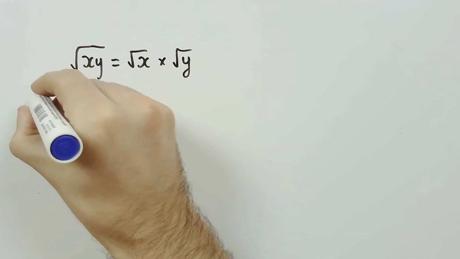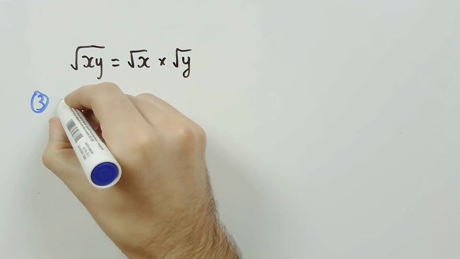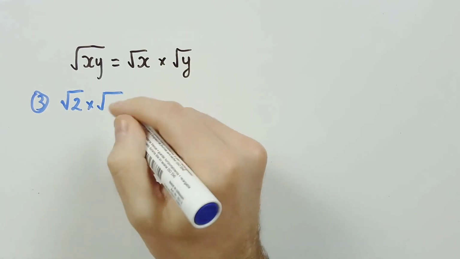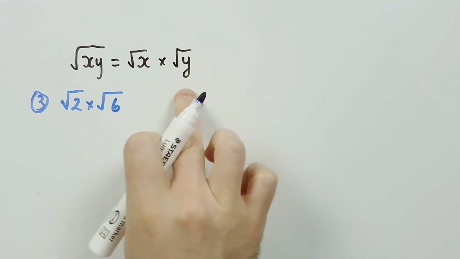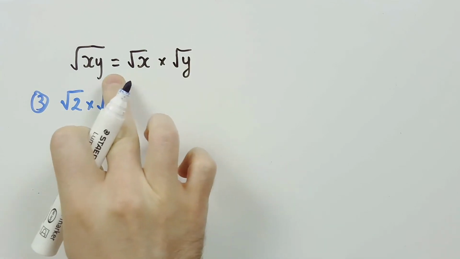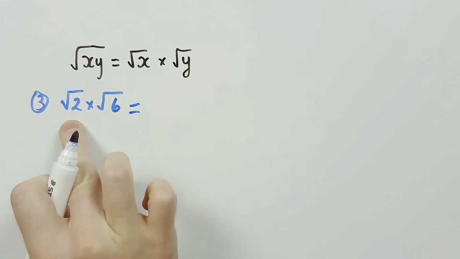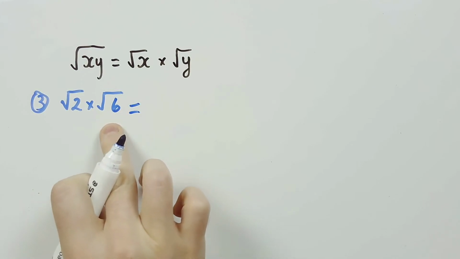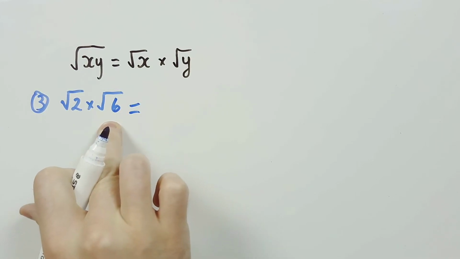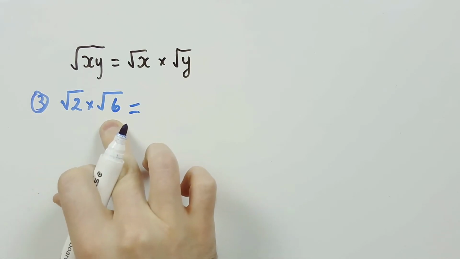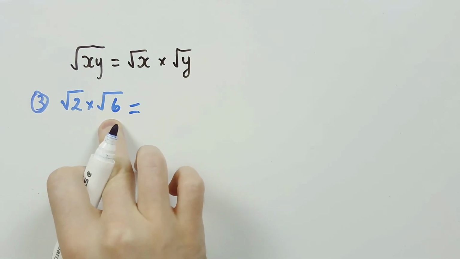Let's have a look at our third example, which should be root 2 times root 6. So this time we're going to have to move the opposite direction using our formula or our rule, because we cannot reduce root 2 any further, and the factors of 6 are 1, 2, 3, and 6, so there's no way that any of those will reduce any further into integers.